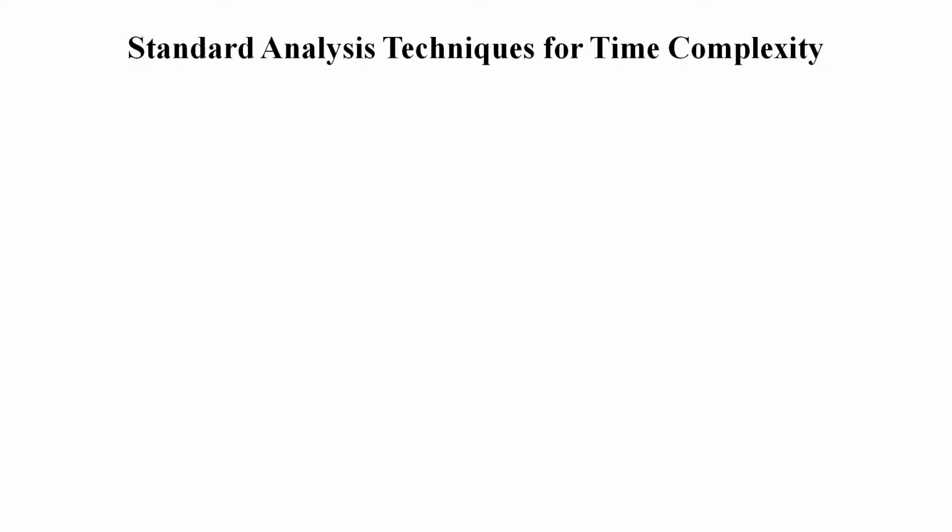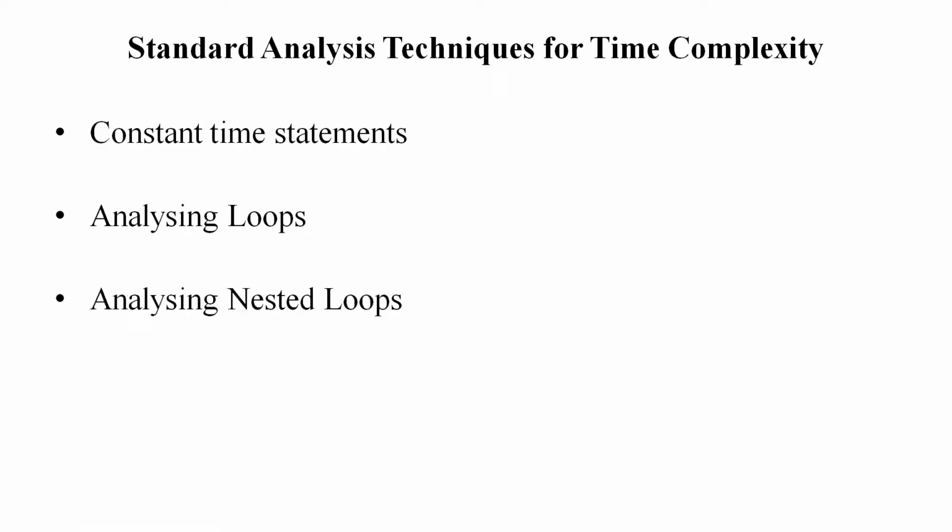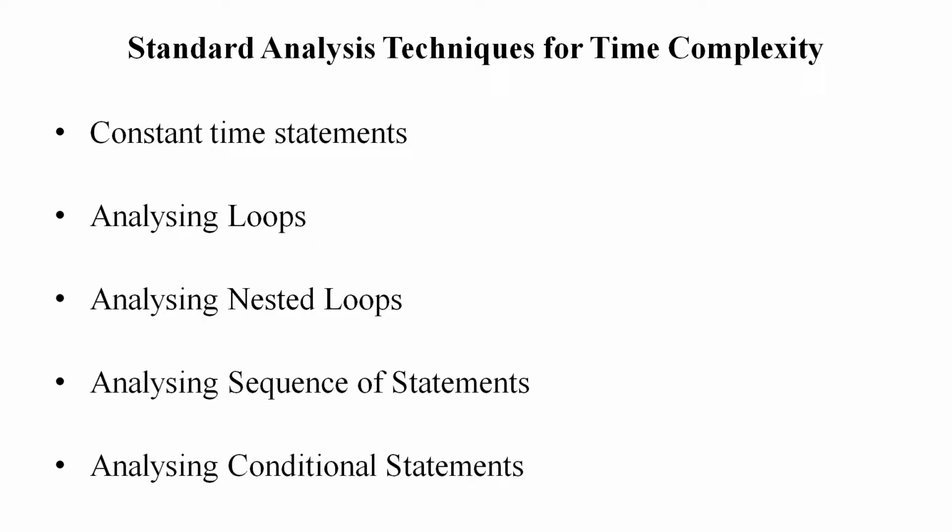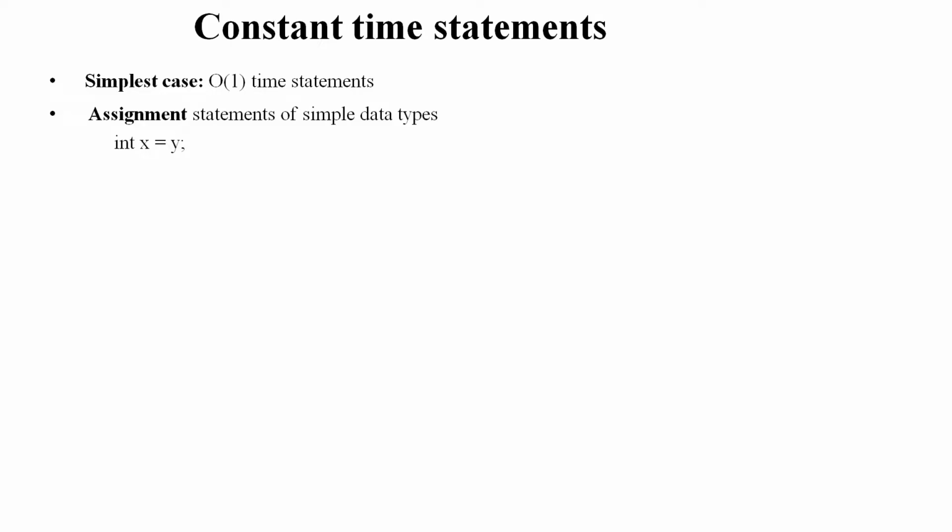Hi, this session is regarding the time complexity, which is calculated for different conditions like looping statements, constant time statements, nested looping statements, sequence of statements, and conditional statements. First, we will see which contexts will consume constant time during execution. The constant time is indicated by order of 1.